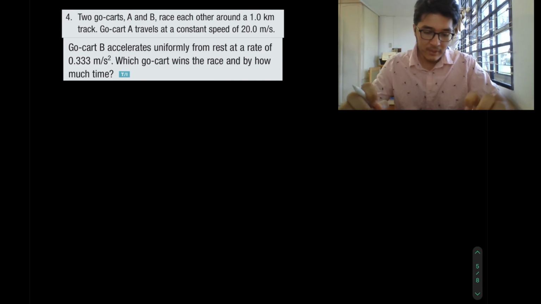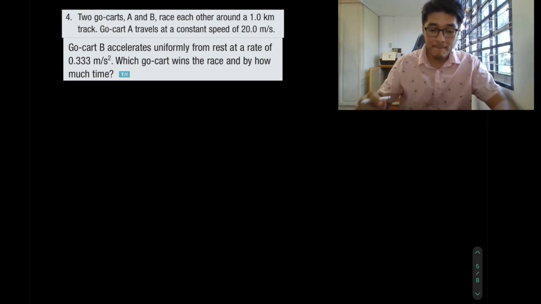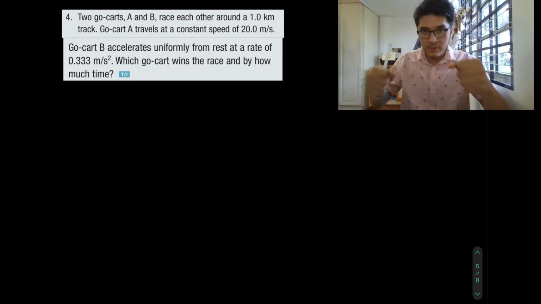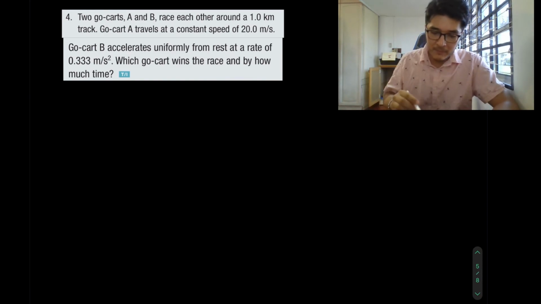Two go-karts, A and B, race each other around a 1 kilometer track. Go-kart A travels at a constant speed. Go-kart B accelerates uniformly from rest at a rate of 0.33 meters per second squared. Which go-kart wins the race and by how much time? Actually, this is pretty hard. It's a lot of steps involved. So go-karts are just those little cars that you can rent. You go to the racetrack.